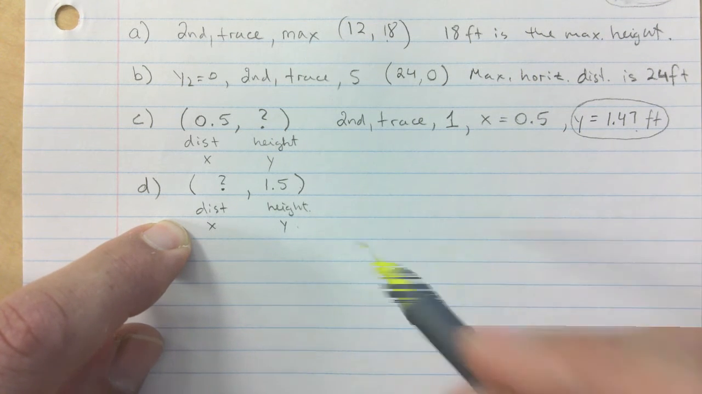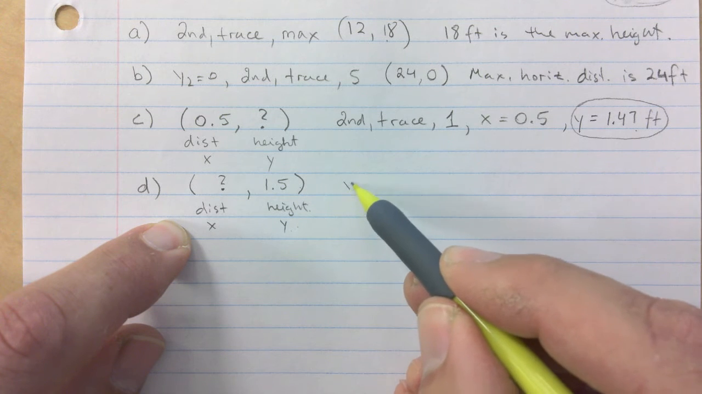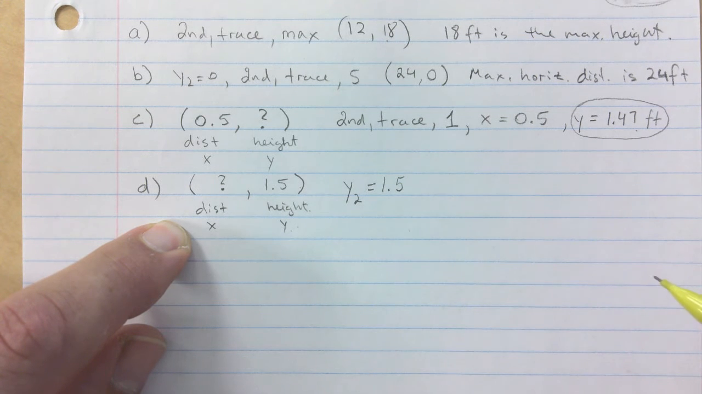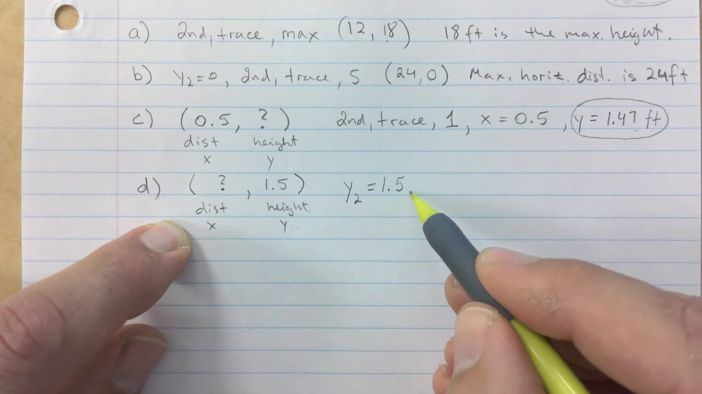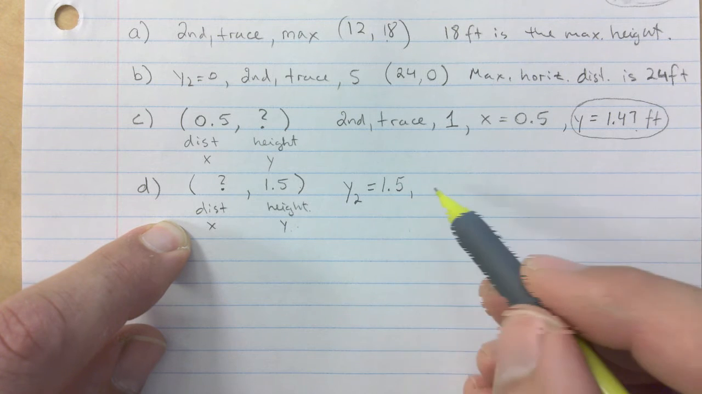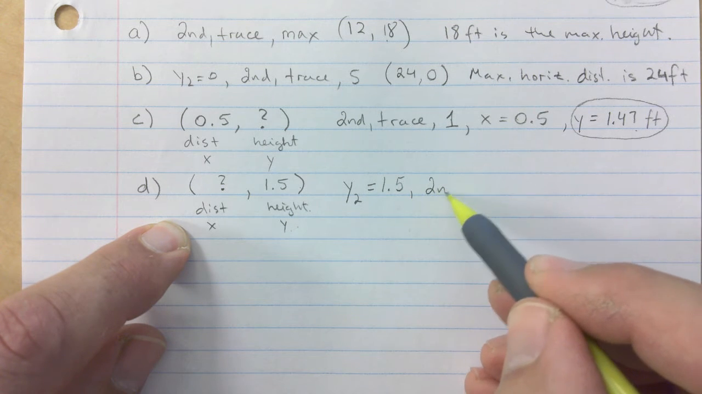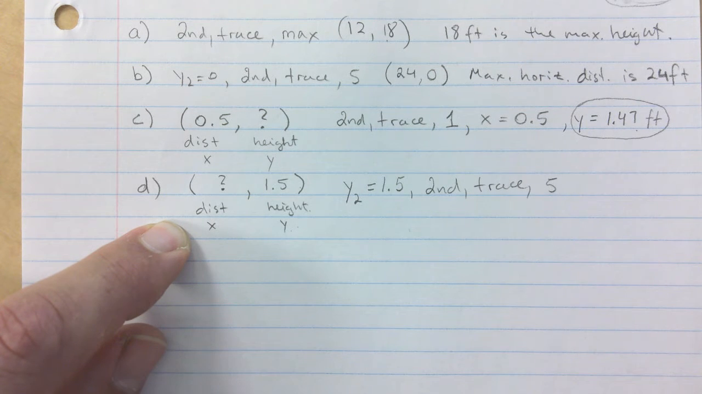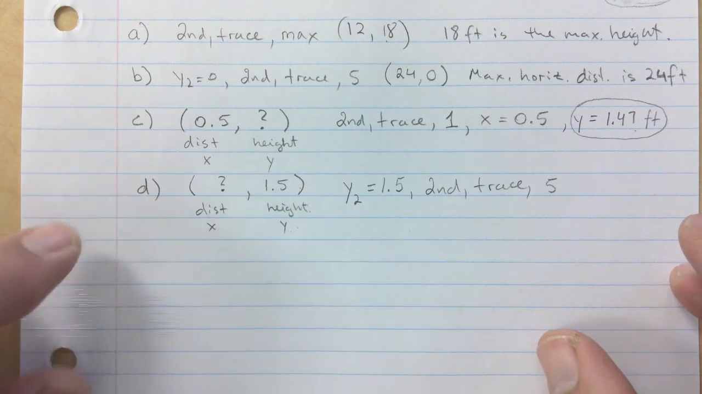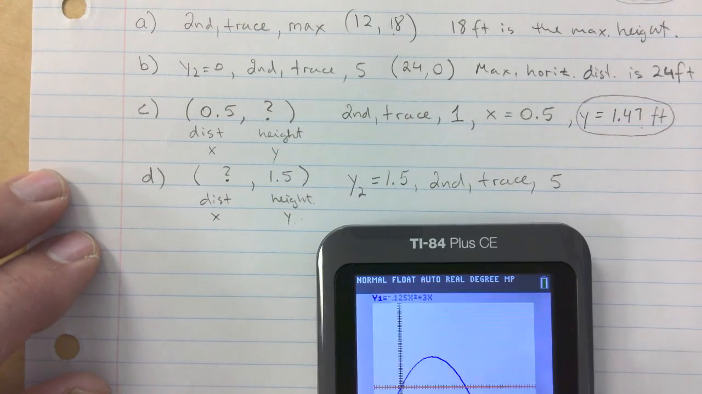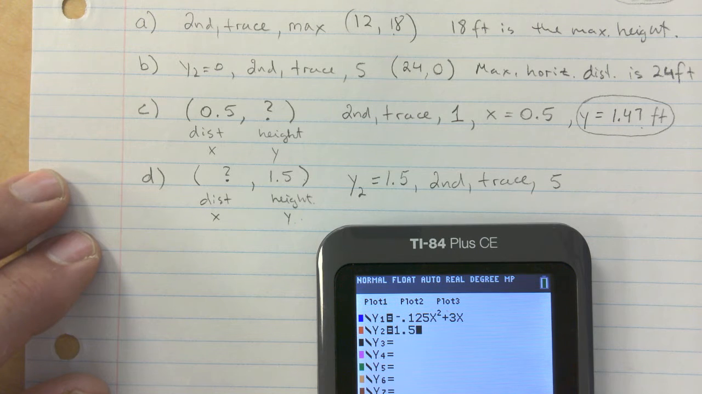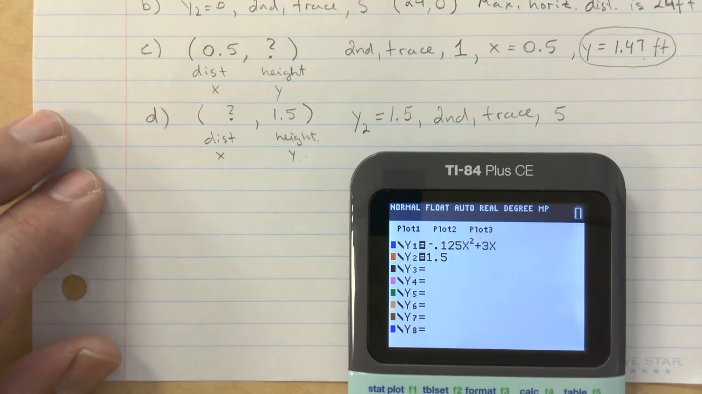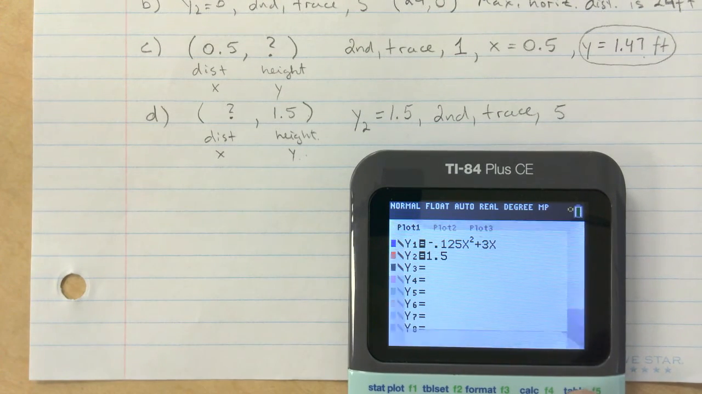What does the calculator need to get, right? So in this case, when you are given a y value, you make y2 equal to it and graph a horizontal line that will indicate this is the y value in question. And you're going to go second trace 5. And let's go ahead and do that. So let's plug in 1.5 for our y2 and hit graph.